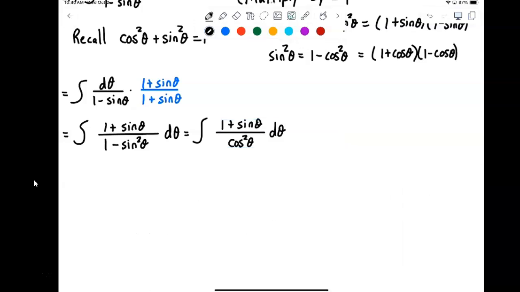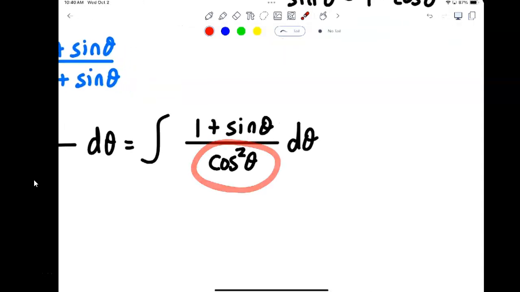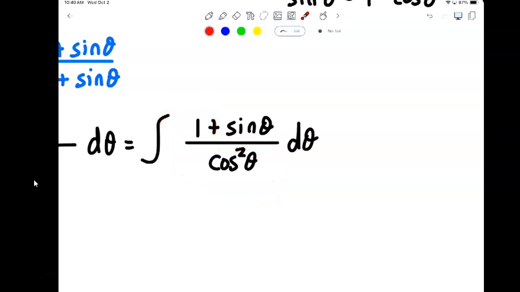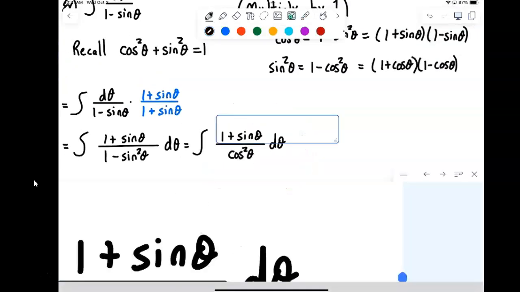Now, how does this help us? Well, for one thing, now we have a single denominator. And having a single denominator, we're able to break this up into two separate fractions. On the one hand, we'll have 1 over cosine squared. But 1 over cosine squared is just secant squared, and we know how to do the integral of secant squared. On the other hand, we'll have sine theta over cosine squared, which we're actually going to be able to get by with a substitution. So let's continue on that vein.